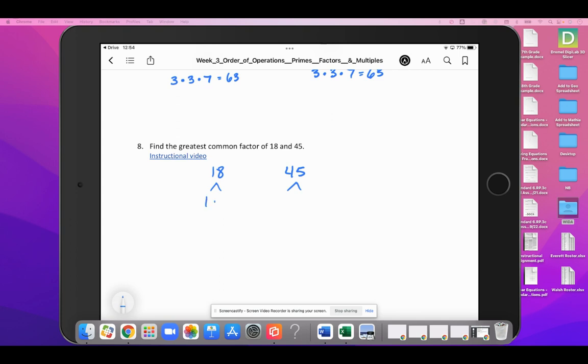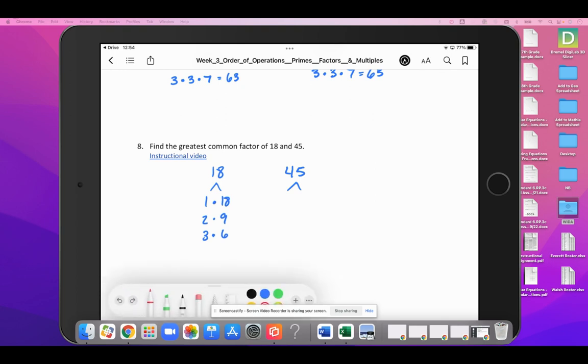So for this, I will have 1 times 18, and I just count up. So I'll try 1. 1 times 18 works. 2 works, it's 2 times 9. 3 works, it's 3 times 6. 4 does not. 5 does not. 6 I've already got, so I can stop. As soon as I get to a number that is being repeated, I know I'm done.